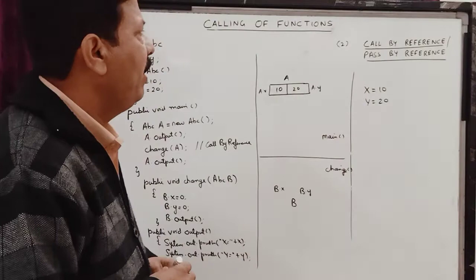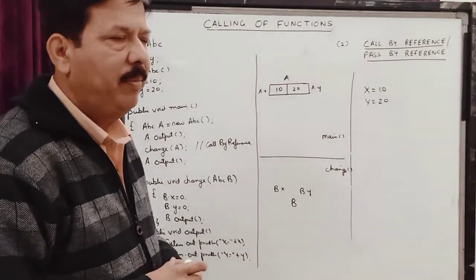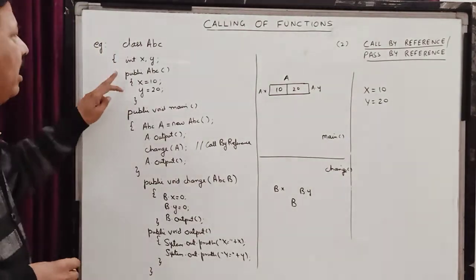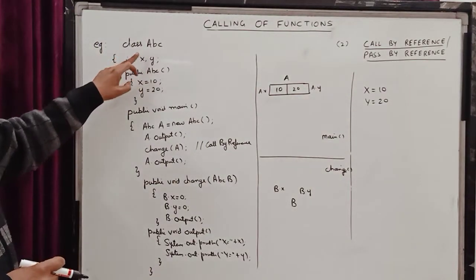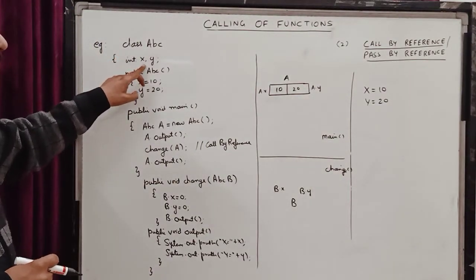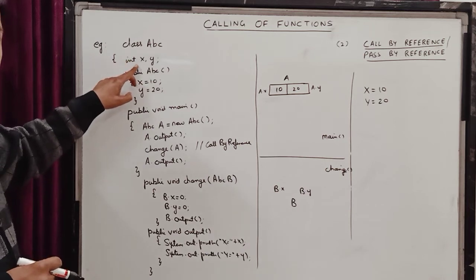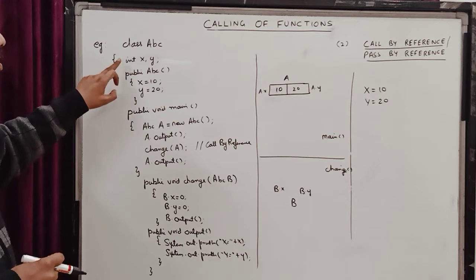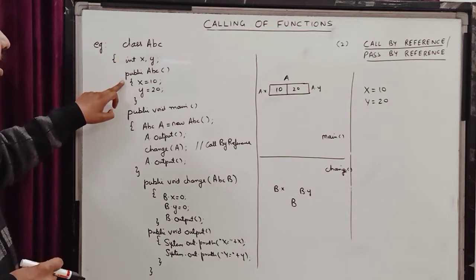So children, in call by reference, I'm just going to show you an example that I have written in a class over here, class ABC. Then I have written two variables over here. These are called the instance variables or the object variables. Then this is the constructor I have made. So I have used an instance variable and I have used a constructor.